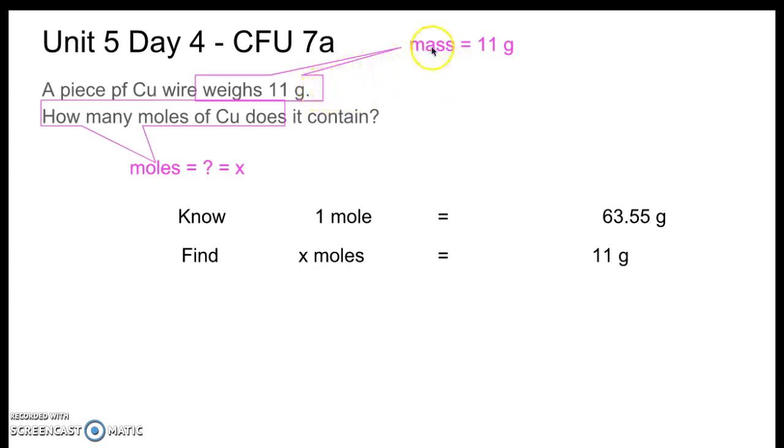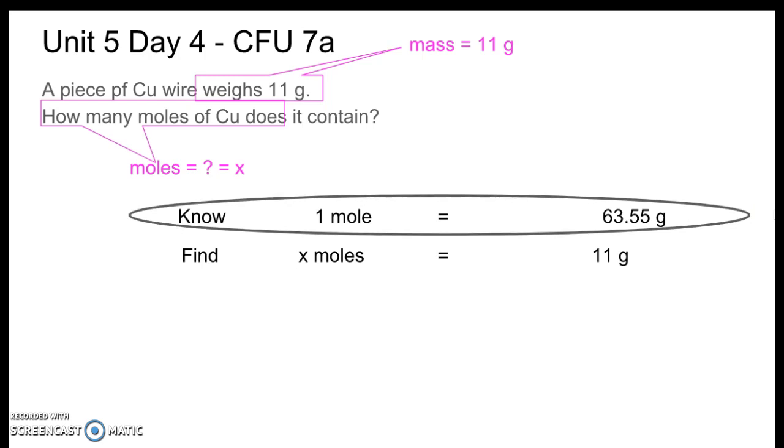So we know that the mass is 11 grams and that we're looking for the number of moles. Again, annotation is key here because I'm going to take the two pieces of information from my problem and make that into my find equation. And I know that 1 mole is going to equal the atomic mass of the atom. Remember, we get the atomic mass from the periodic table. So in the periodic table, it shows that the atomic mass is 63.55 for copper, and that's what 1 mole of it weighs. So that will be what I know.